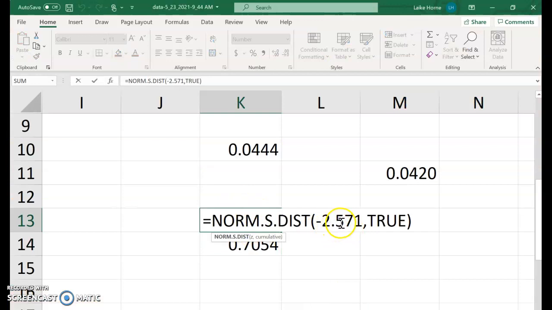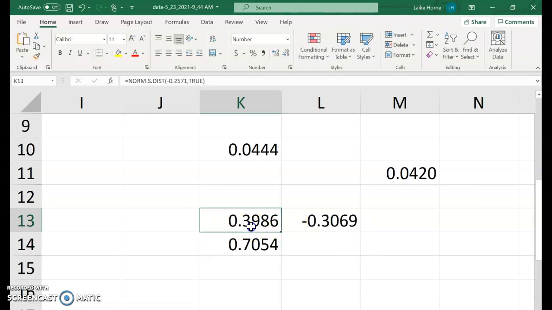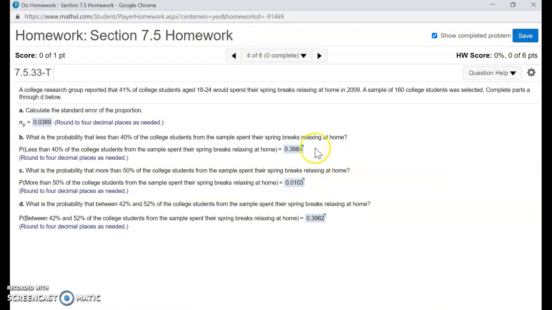So negative 0.2571. So we get the probability of 0.3986. Okay, and so our answer is acceptable.